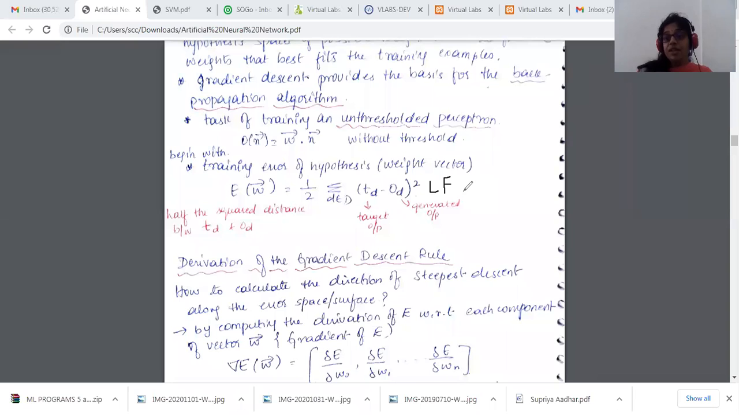Updating the weights, how do I do it? I have to consider the loss function with respect to that weight, right? So what I do over here, I'm just calling that derivation of this gradient descent. I have to actually find out the steepest descent along the error space. Steepest descent is, see, I have in a graph when I consider like this, right? The steepest descent. This is what completely it will tell me.